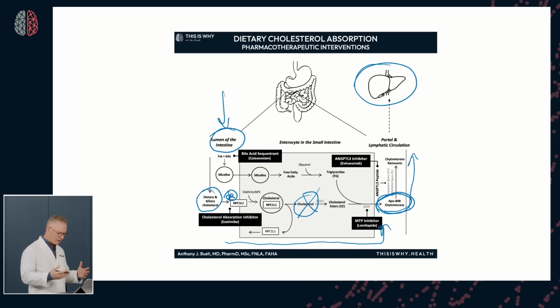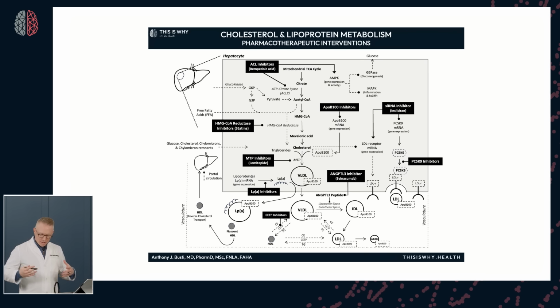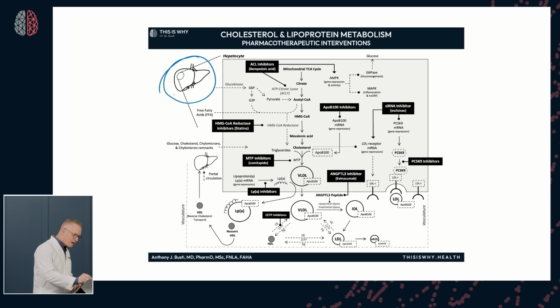And we're going to look at that here. Okay, now once it gets inside the portal circulation, it's going to the liver. And if we were to zoom in on a spot in the liver, we would be seeing the hepatocytes. There's a lot of things happening inside of a hepatocyte, and you can see there's a lot of drug targets inside there, okay? Various enzymes and pathways that are targeting different lipid parameters.